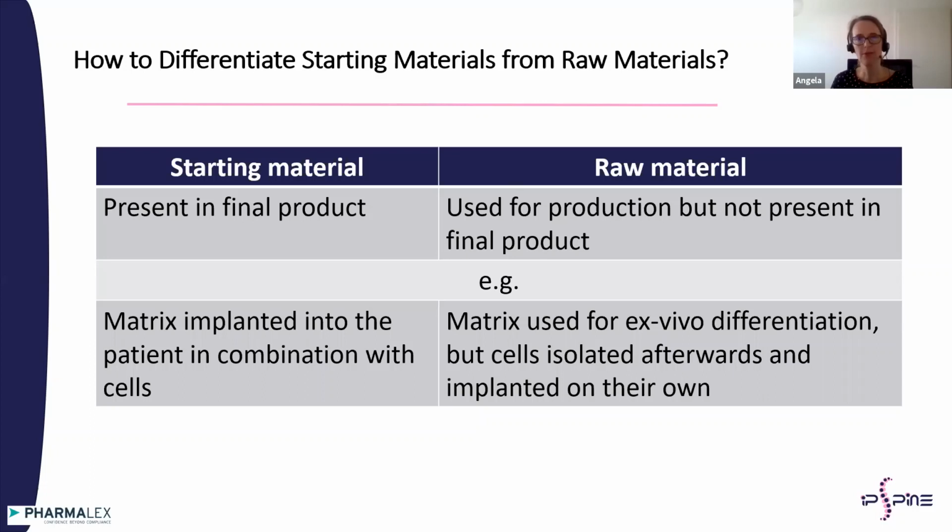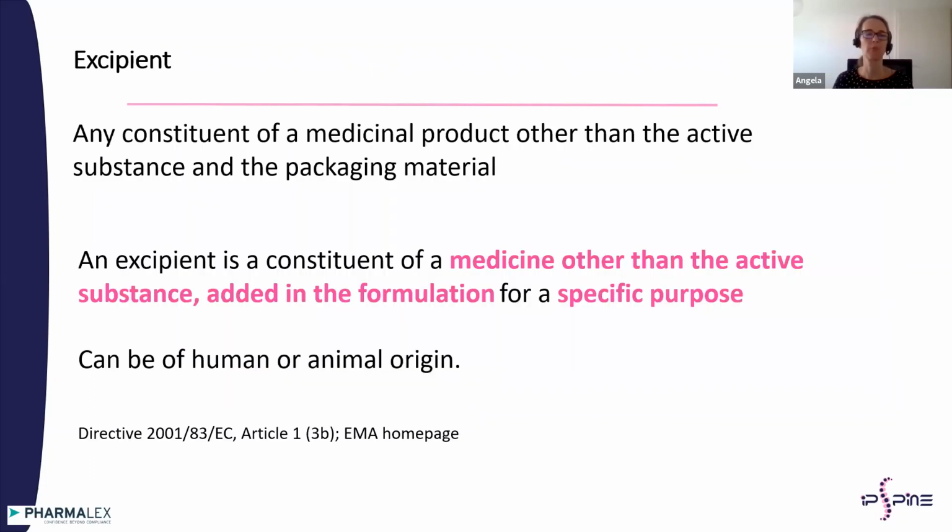Now the last option that we have is that it could be an excipient. An excipient is anything but the active substance and the packaging material of a medicinal product. The EMA homepage says it is added to the medicine for a specific purpose. It's always added for a specific purpose. It's not just an impurity that arises without intention. It can be of human or animal origin.